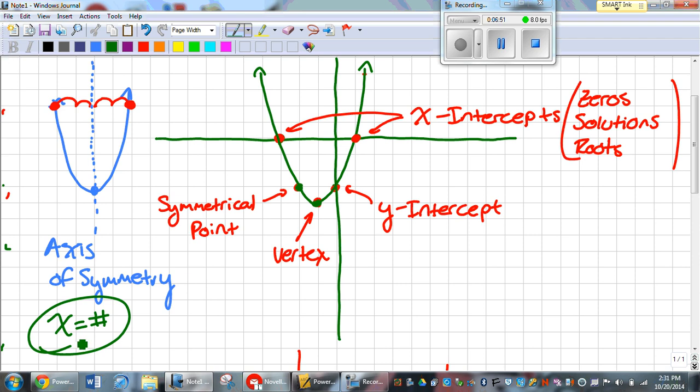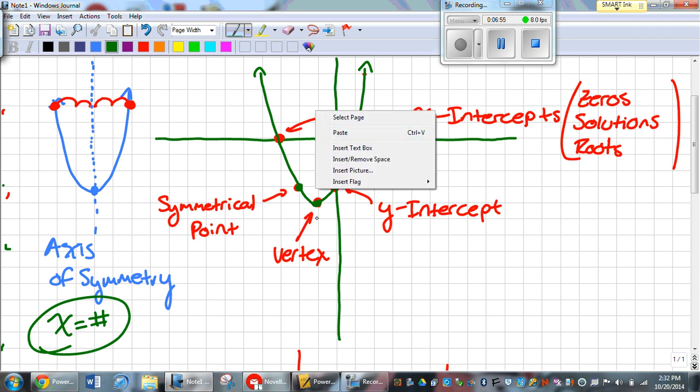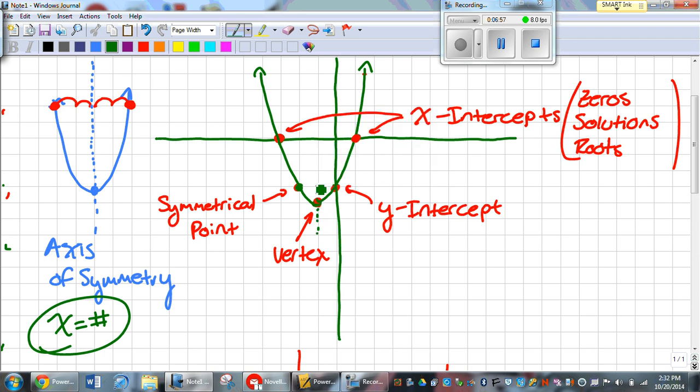So for example, if I go back over here, if I'm looking at the graph that I just drew in the past, that vertical line would go right through here. Okay, so it crosses the x-axis at -1, so the axis of symmetry would be x equals -1. Alright, so just depending on where it crosses the x-axis, that's where your equation is going to be.